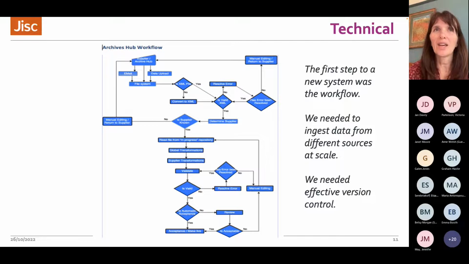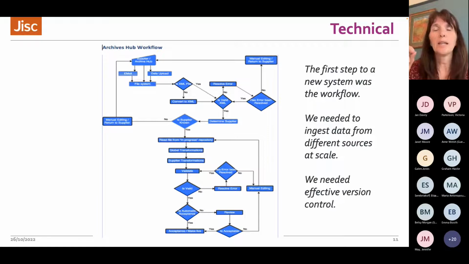So this workflow was the first thing we worked on with them, and this was kind of the new paradigm for the Archives Hub, because we needed to think about bringing data in from different sources, and for it to run through this workflow, for it to be very clear what the workflow is. So, data comes in. Is it a valid XML file? That's the formatting that we use. Yes or no. If it's not, produce an error message. Is it from a supplier that we know about, a contributor? If not, error message. If it is, go to the next stage.